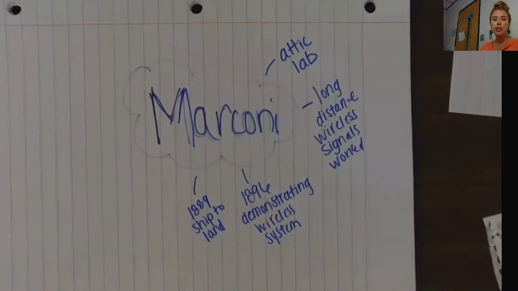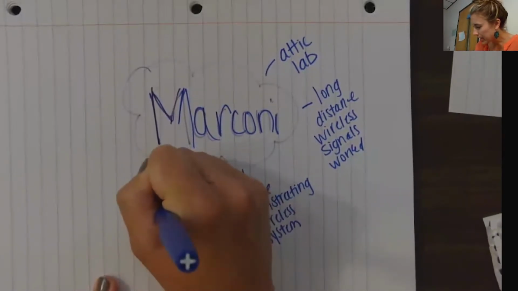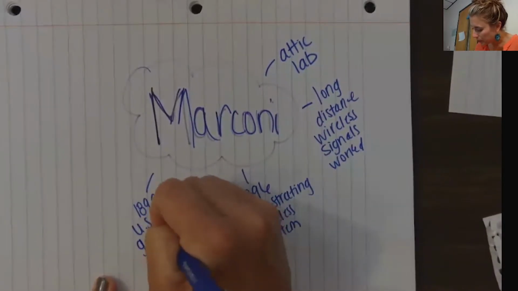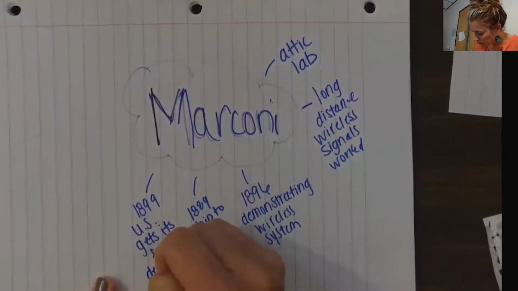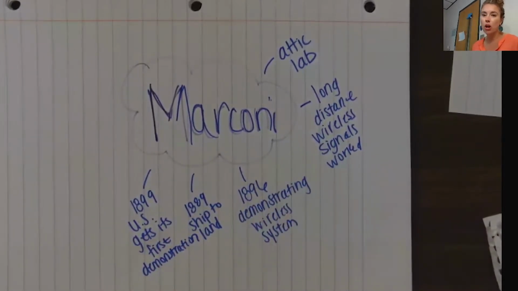Now, I also want to add something else. Let's add 1899 when the United States got their first demonstration of Marconi's wireless communication. 1899 when US gets its first demonstration. It's good to keep dates in our graphic organizer to keep us organized.